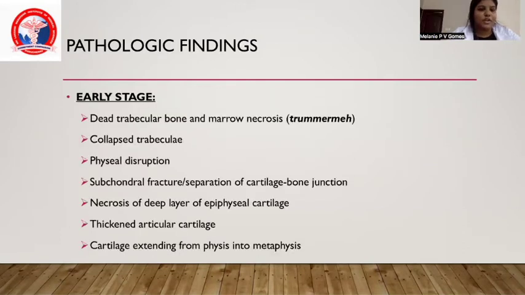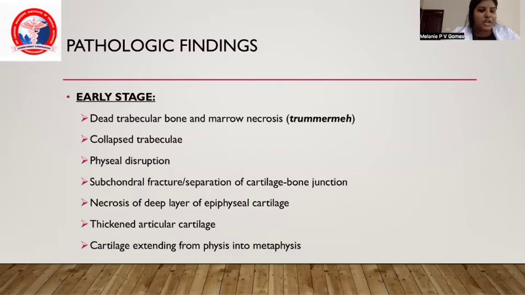Coming to the pathological findings. In the early stage, this is called the stage of increased density. You'll have areas of necrotic bone with absent or pyknotic nuclei of osteocytes, dead trabecular bone and marrow necrosis, collapsed trabeculae, physeal disruption, subchondral fracture, separation of the cartilage bone junction, necrosis of the deep layer of epiphyseal cartilage, thickened articular cartilage, cartilage extending from the physis into the metaphysis.